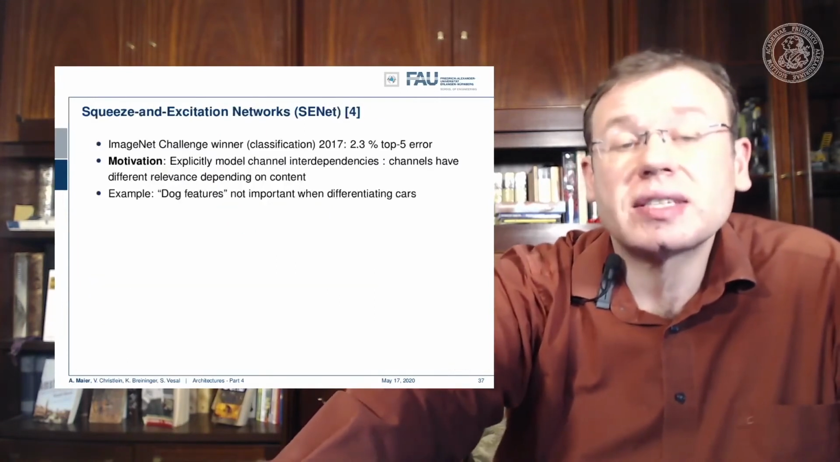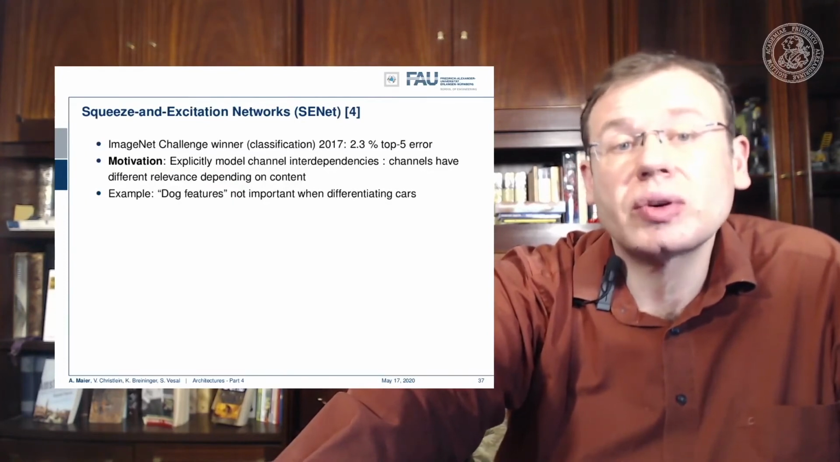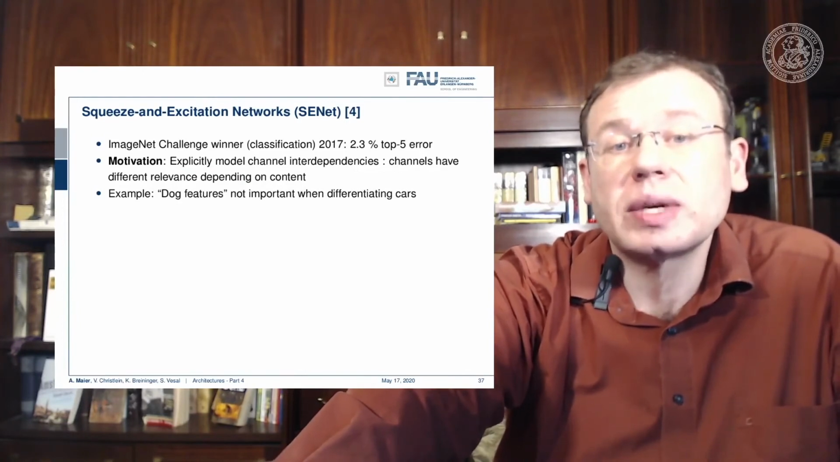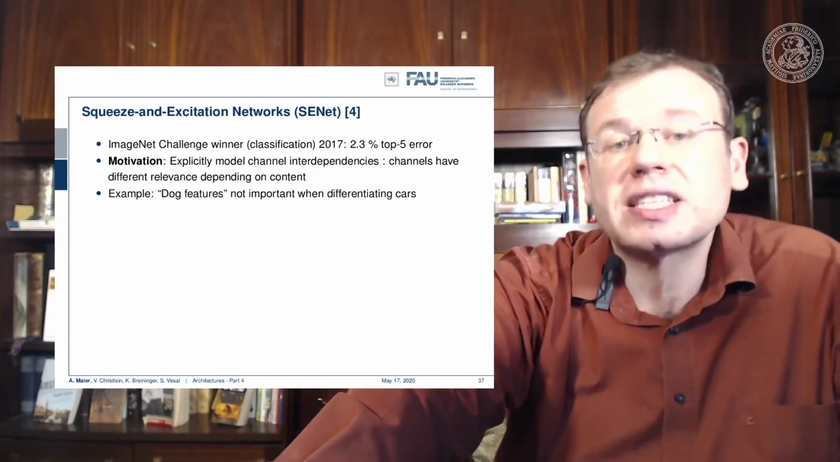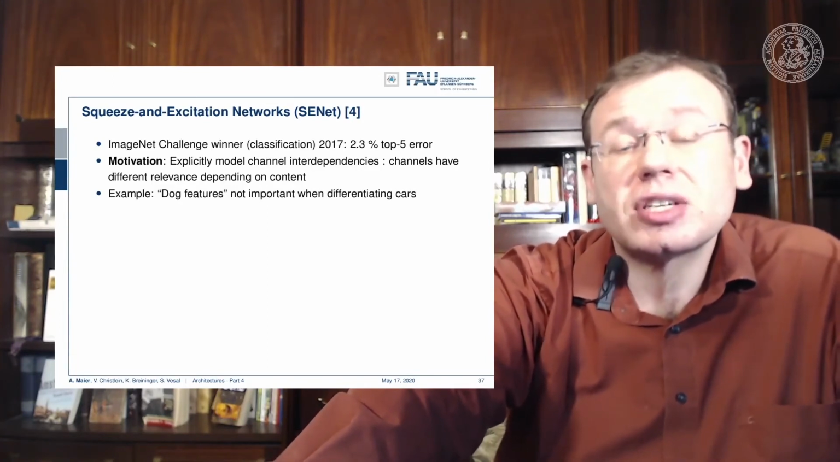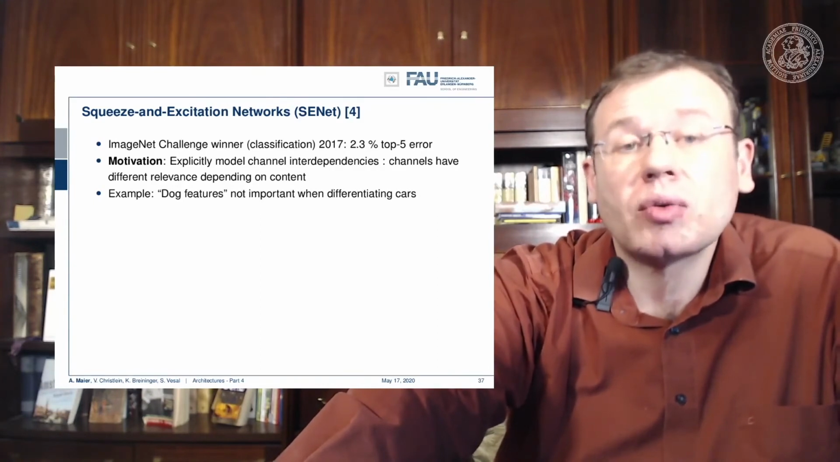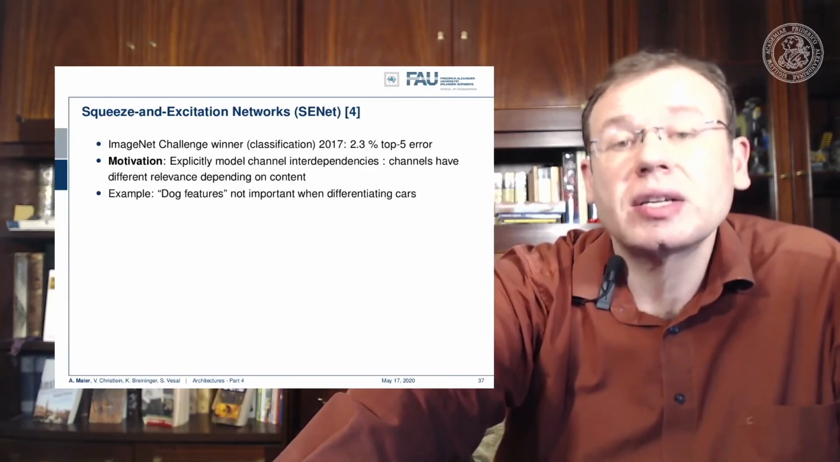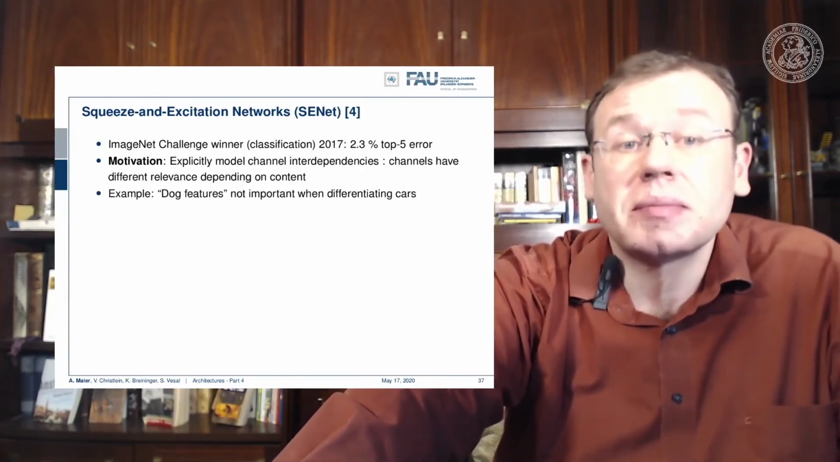Also, a very nice, interesting idea that I would like to show you is the squeeze and excitation networks. And this is the ImageNet Challenge winner in 2017, and it had 2.3% top 5 error. And the idea now is that you want to explicitly model the channel interdependencies, which means essentially that you have some channels that are more relevant depending on the content. So the idea is, if you have dog features, they will not be very interesting when you are trying to look at cars. So how is this implemented?